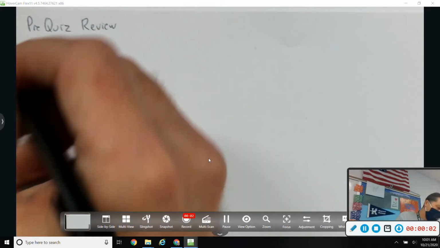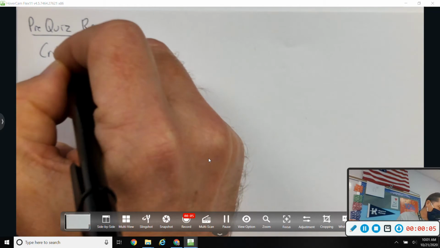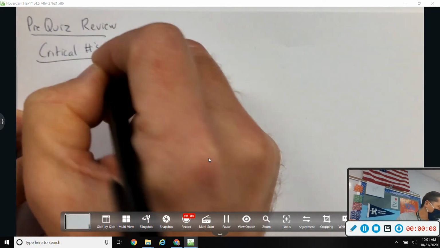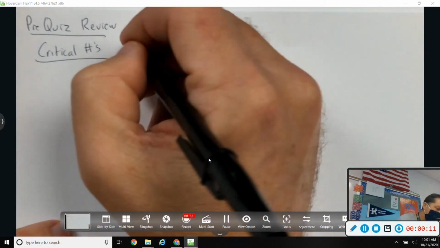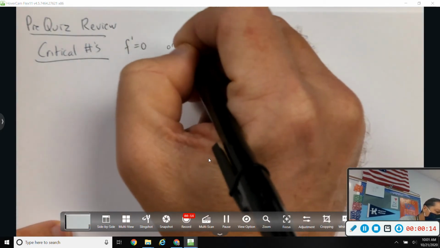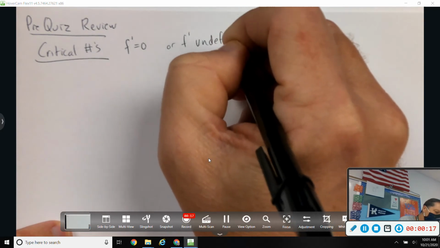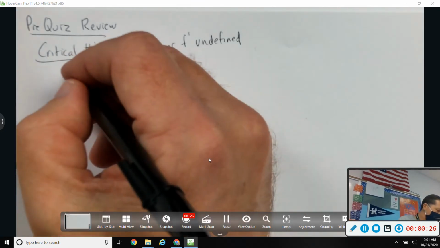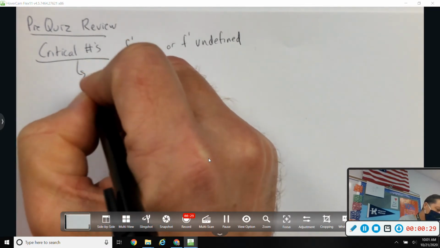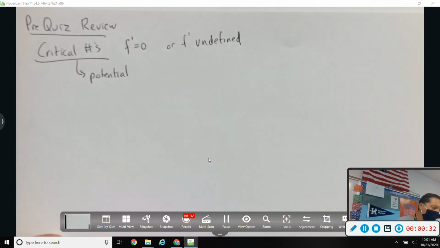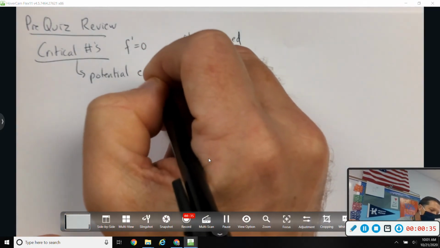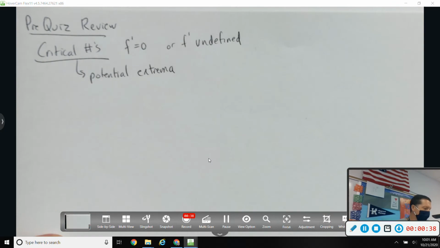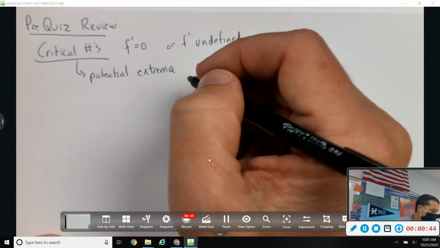All right, so a little bit of pre-quiz review. Critical numbers. We could ask you to find critical numbers. That's where f prime is 0 or f prime is undefined. Again, most of the time it's 0, but you got to remember to look for undefined because sometimes it happens. And those give us, just like we've said a couple times, those give us our pool of potential extrema. And then we do a table to figure out the extrema.